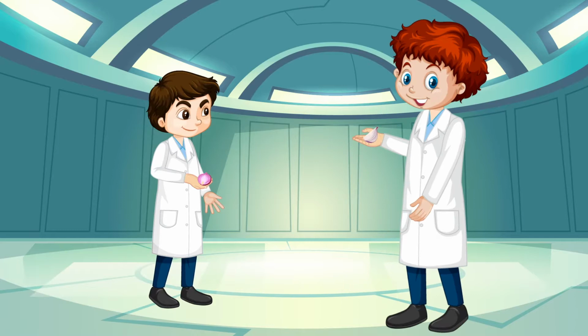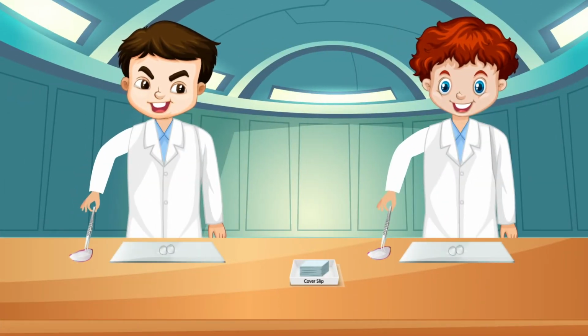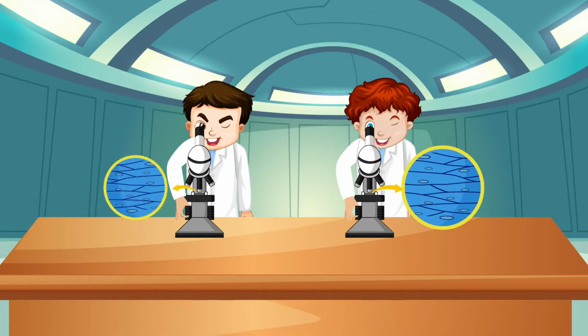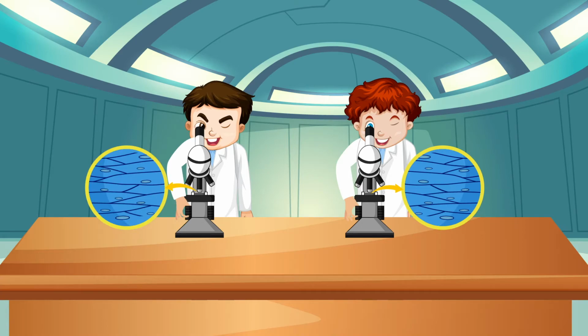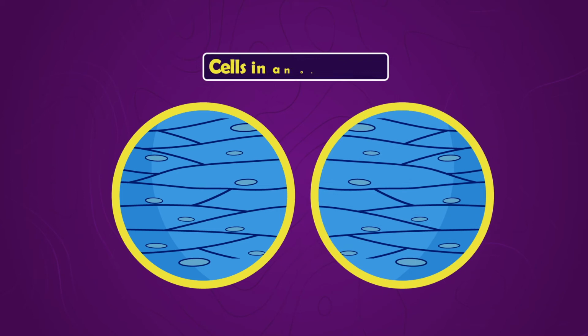Here, Tony has a smaller onion bulb and Ronnie has a slightly larger onion bulb than the other. See, what are they doing? Both of them have taken the sections of onion peel separately, stained, mounted, and then observed it through a microscope. The structures observed through the microscope look similar to each other.